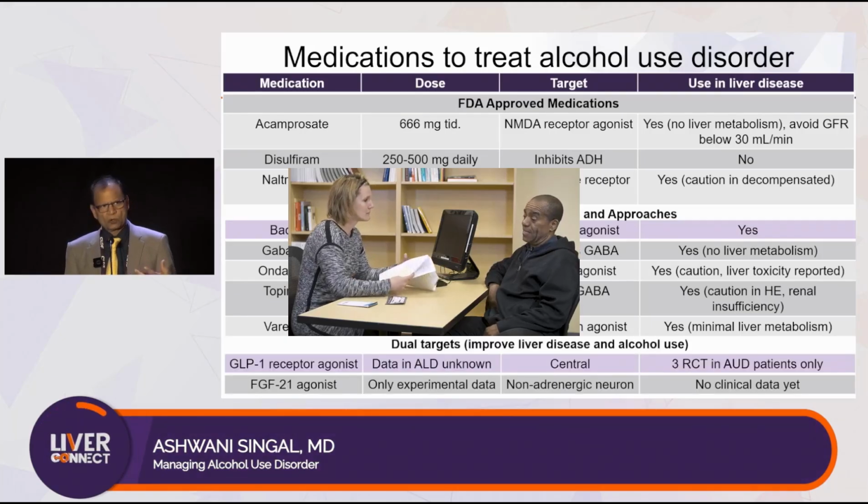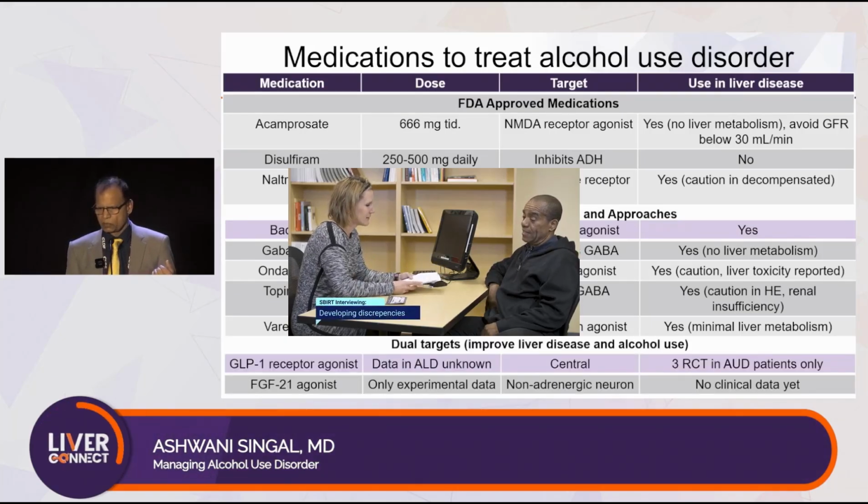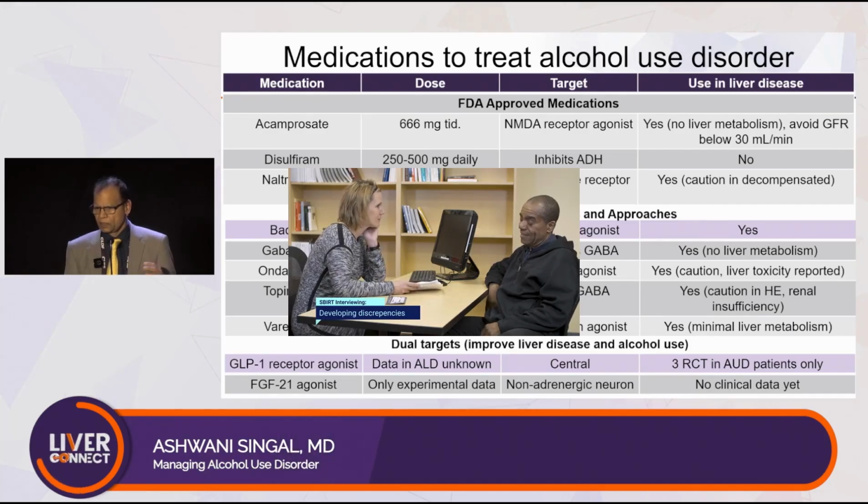Sometimes there are dual targets. We talked about GLP-1 and FGF21, where they don't have the clinical data. GLP-1 has 3 randomized controlled trials, but not in liver disease patients.